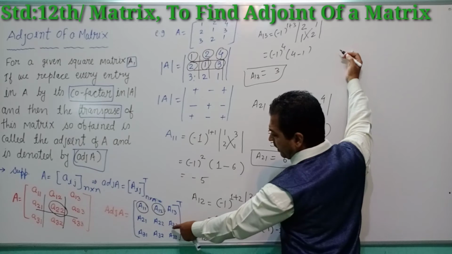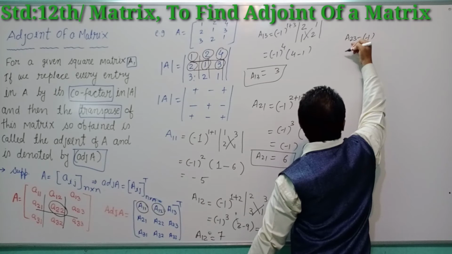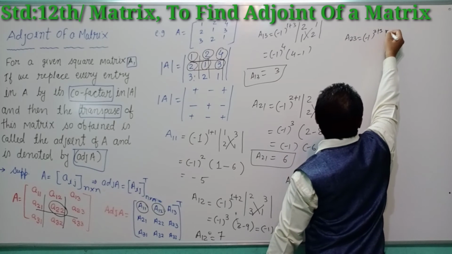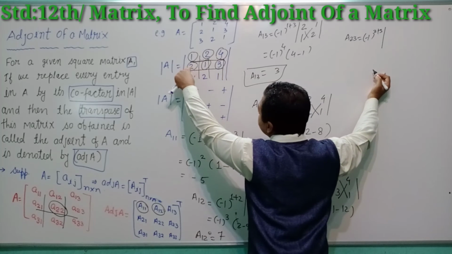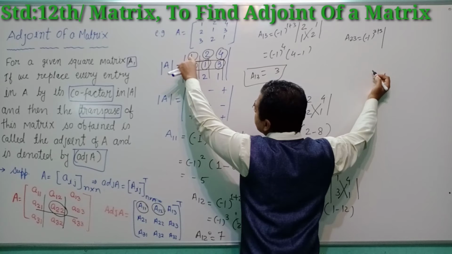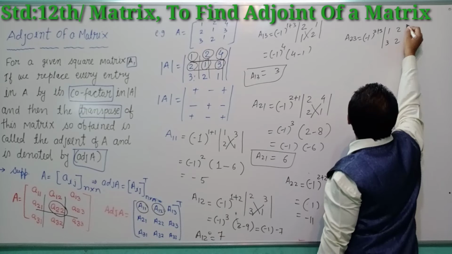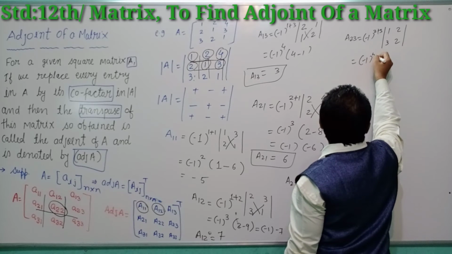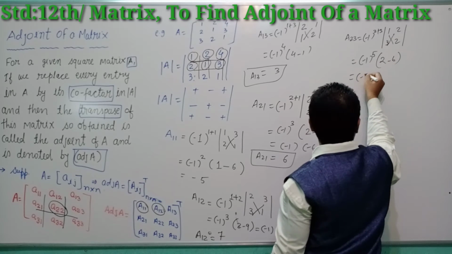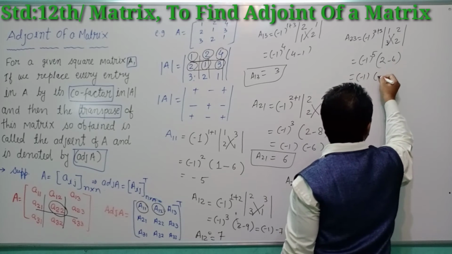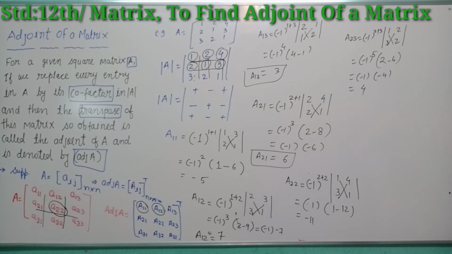Now you can find out the cofactor of 3. Cofactor of 3 is A23. A23 is minus 1, second row, third column, 2 plus 3. So these elements will be cancelled out, and you will write 1 3 and 2 2. So minus 1 is to the power 5, 2 minus 6. Minus 1 will be there, and here will be minus 4. So minus 1 times minus 4, you are getting 4, right?